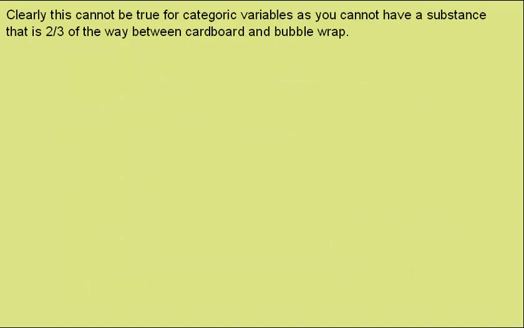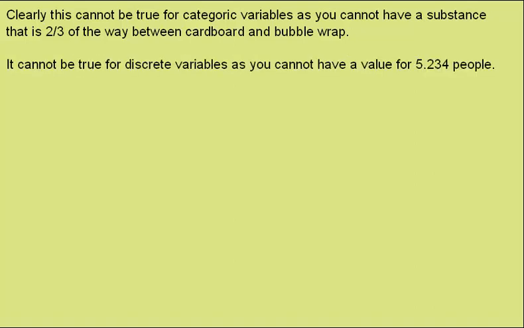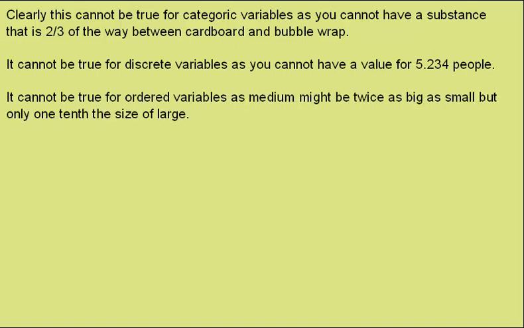Clearly this can't be true for categoric variables, as you can't have a substance that is 2/3 of the way between cardboard and bubble wrap, for example. It can't be true for discrete variables, as you cannot have a value of 5.234 people. It can't be true for ordered variables, as medium might be twice as big as small, but only 1/10 the size of large.